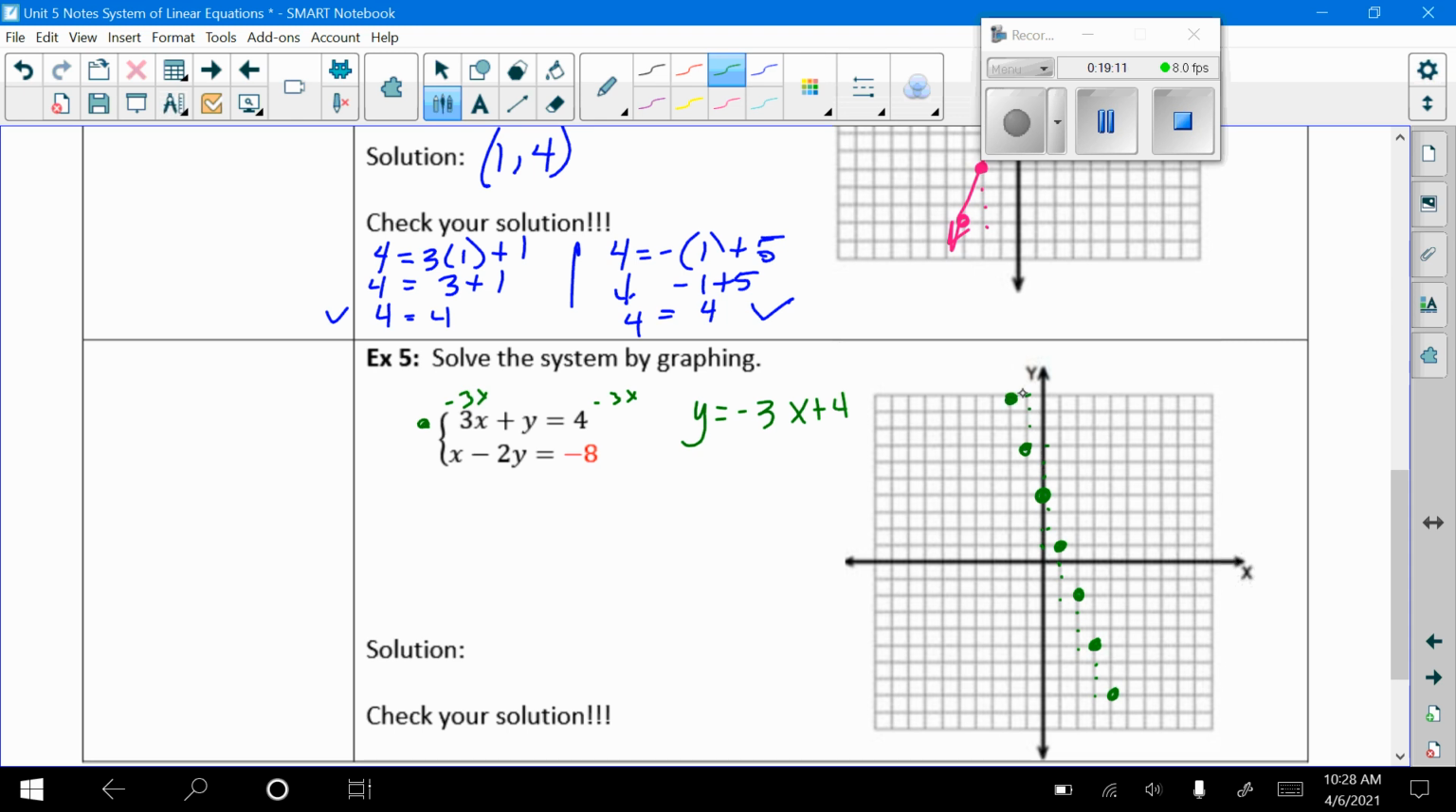And then I'll do this other one in red. For some reason, I've made the 8 in red. I'm going to take away x. I end up with -2y equals -x minus 8. And divide by -2 on everything. I get y equals 1/2 x plus 4.